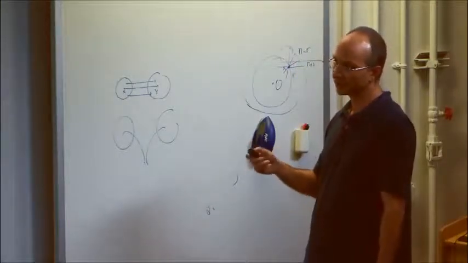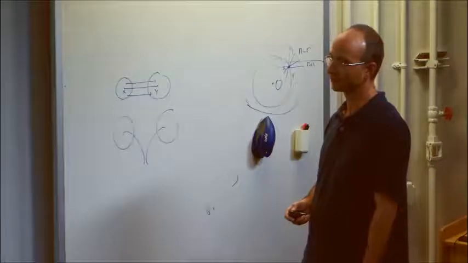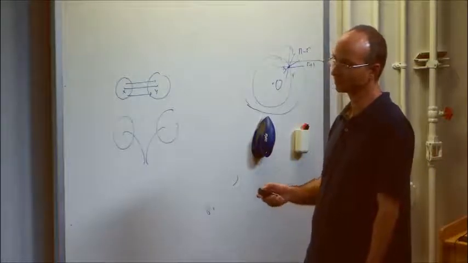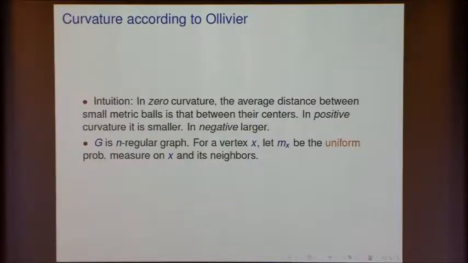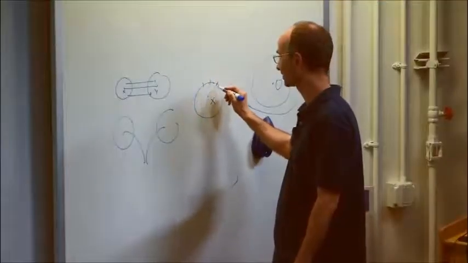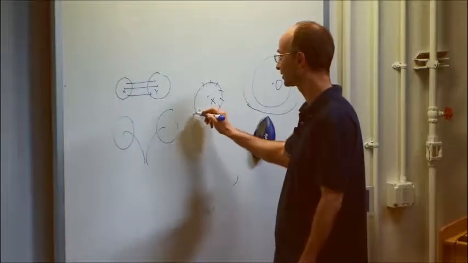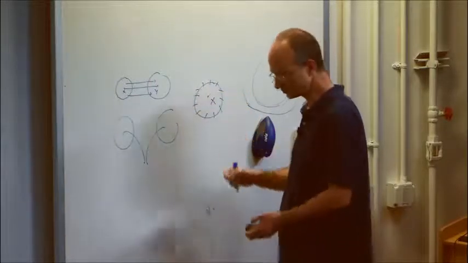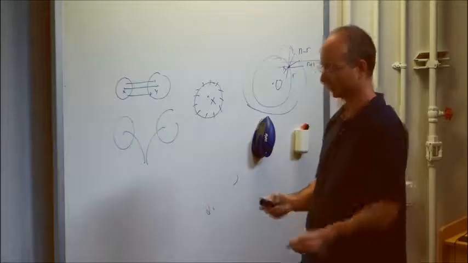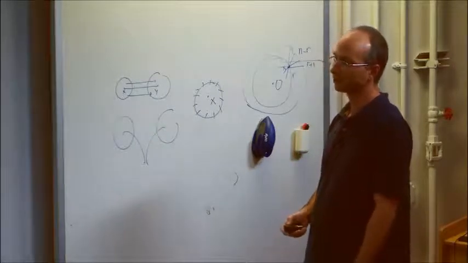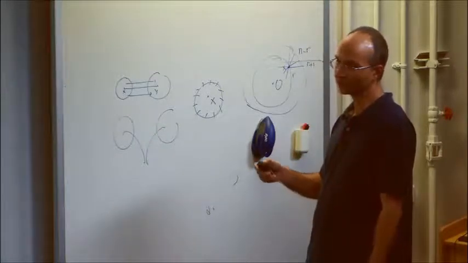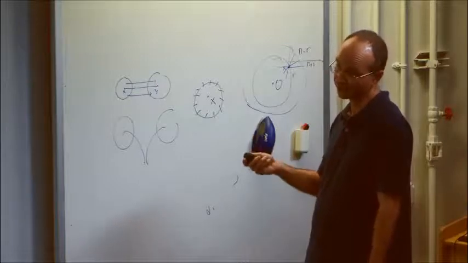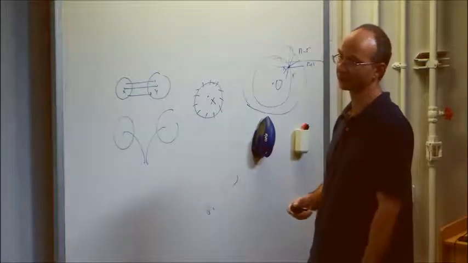So now we have an n-regular graph. For a vertex of this graph, consider a uniform probability measure on this vertex and its neighbors. So we have a point x. It has n neighbors, and we define weight 1 over n plus 1 on any point, including the center. Okay. And now I have the notion of distance. This is just the usual distance defined by the graph.